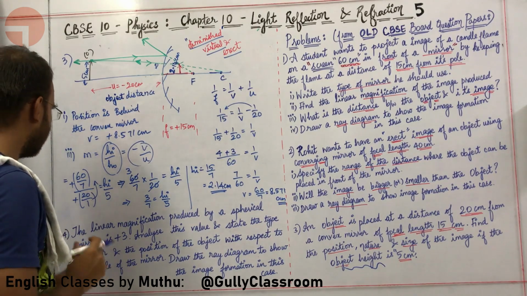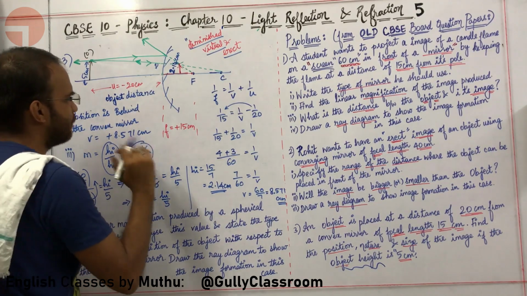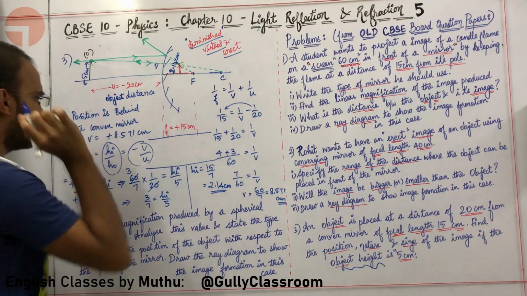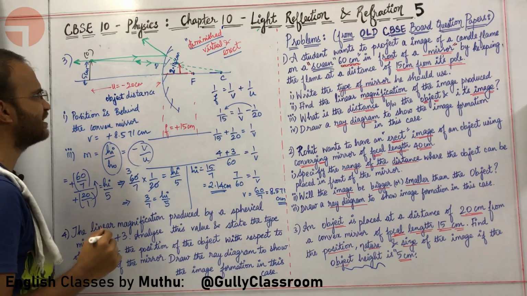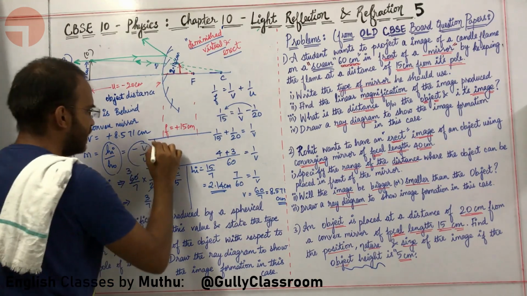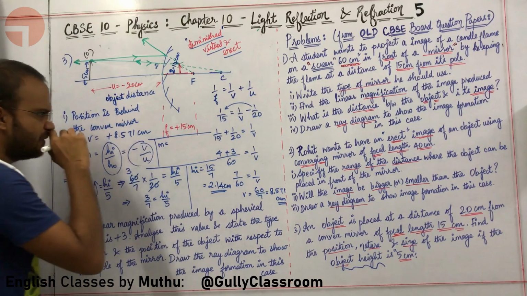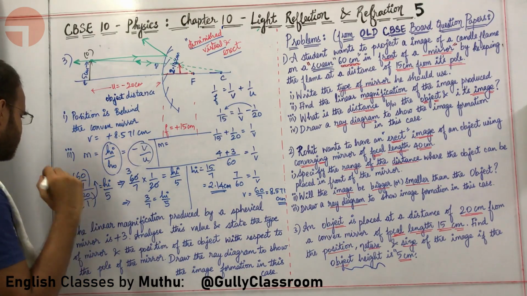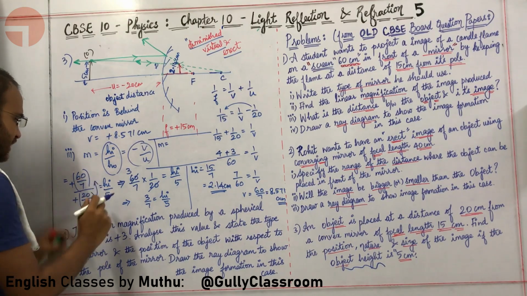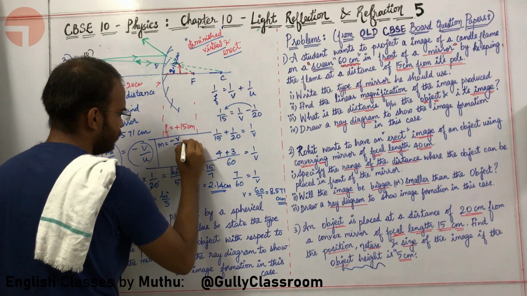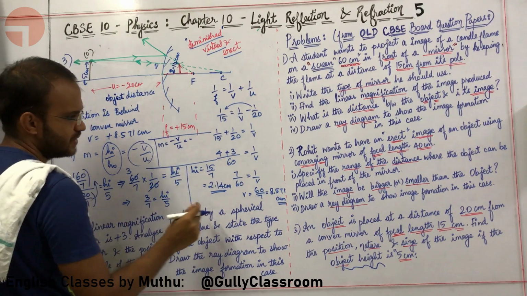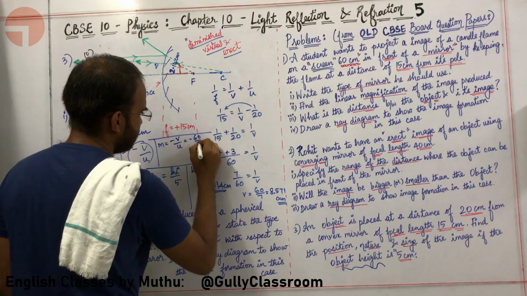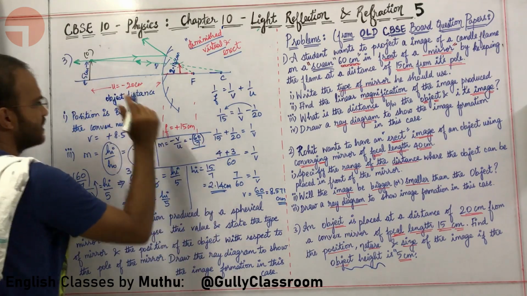Okay. If you want to get a better understanding of what is happening, you can try to find the magnification alone for this problem. How are you supposed to find the magnification alone for this problem? Let me do magnification alone. Magnification is equal to nothing but minus V by U. What is the value of V? V is 60 by 7. What about U? U is nothing but minus 20.